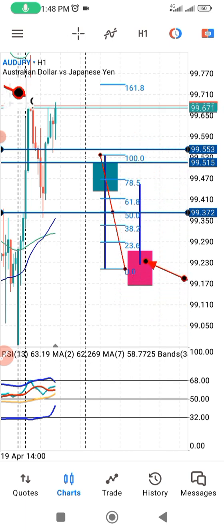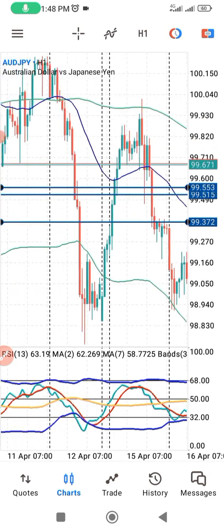The opposite is for a bearish pin bar. So now let us go into how we can apply this setup.